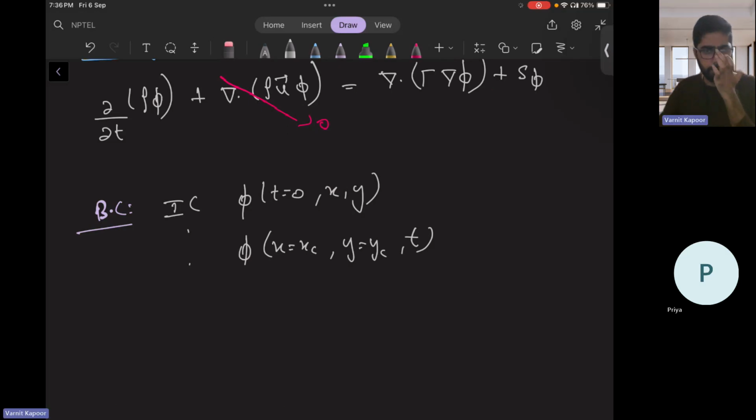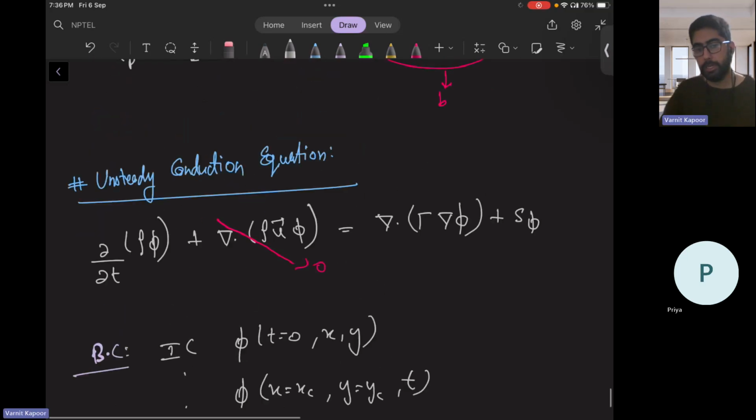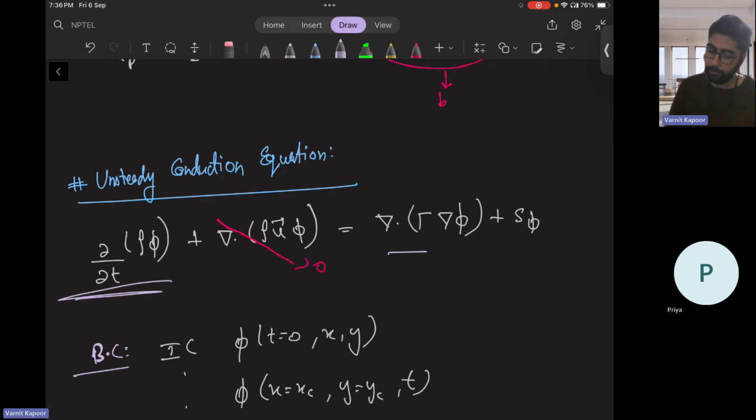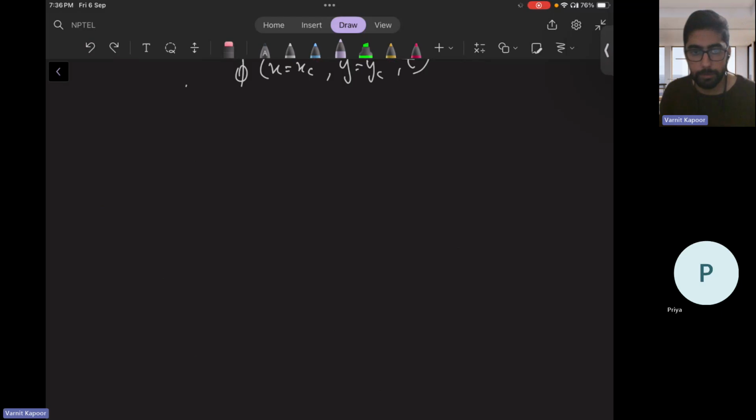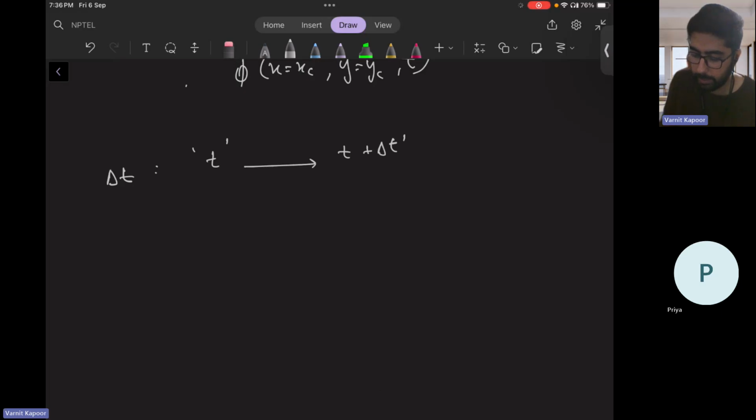So this is a parabolic type of equation. We have seen all the kinds of equations, and here it's an unsteady equation. So we have the unsteady part, diffusion part, and source part for this equation. Del t is nothing but what is happening from time t to time t plus delta t. When we are doing the integration, we will do two integrations, one over the control volume as well as over time. Let's start doing the integration.